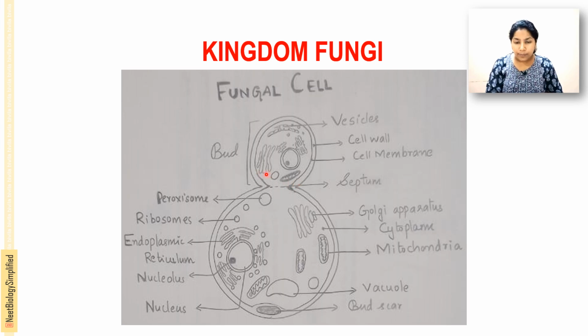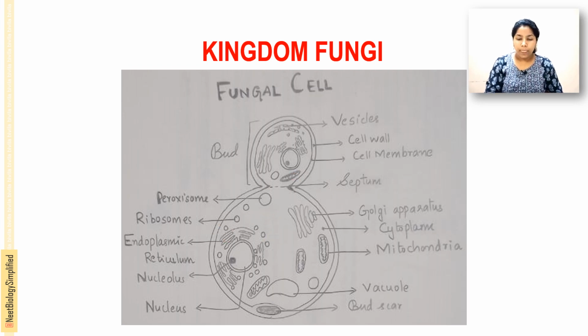You can see the septa, the compartments or separations. This is also the cell membrane, and in between the cell wall is there, then vesicles are present. So these are the fungal cells. Individual fungal cells contain all the membrane-bound organelles including the nucleus.